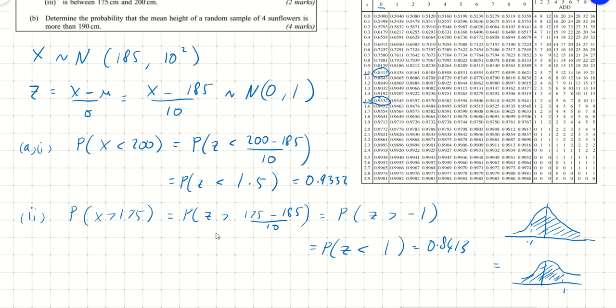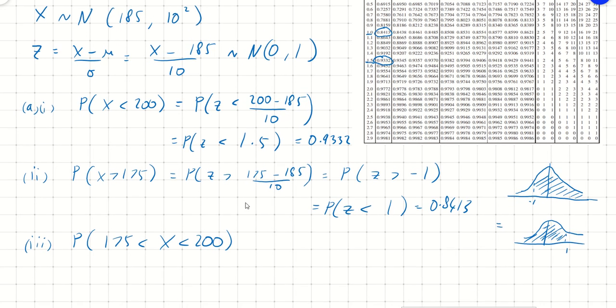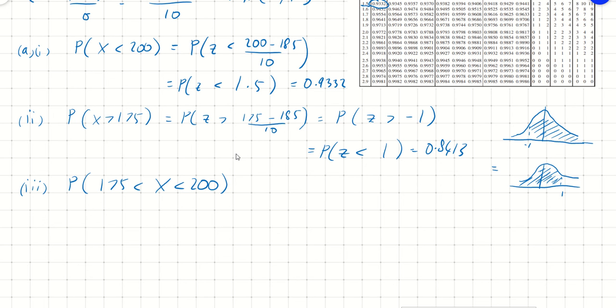So question 3, part 3, is the probability that x is between 175 and 200. So that's what we're asked for. Well, if you think about that, you just have to think about distributions really. This is the same as the probability that x is less than 200, take away the probability that x is less than 175.